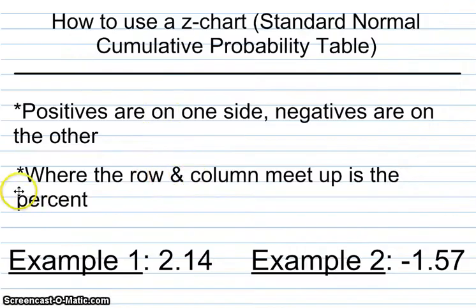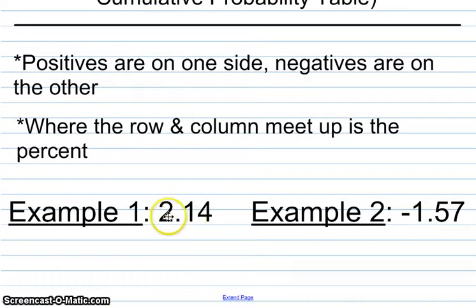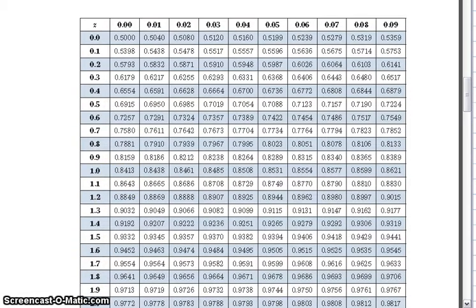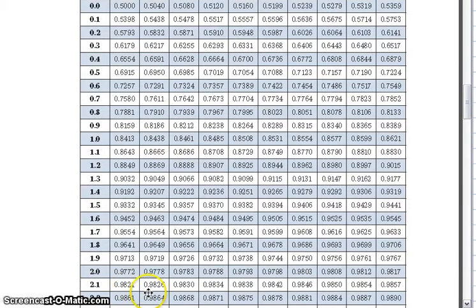So going back to this. Now where the row and the column meet up is going to be the percent we're looking for. So for example 1, we have 2.14. We want to know what percent of our data is going to be below that. So 2.1 is going to be the row we're going to look at, and then 4 is going to be the column we're going to look at. So let's take a look. We need 2.1, which is right here. Now we got to match that up with the column that had a 4 at the top. So it's the 1, 2, 3, 4, this column right here, the fifth one over. So we need to find the 2.1 row and move 5 over. 1, 2, 3, 4, 5. So 0.9838. So essentially 98.38% of the data lies below that piece.